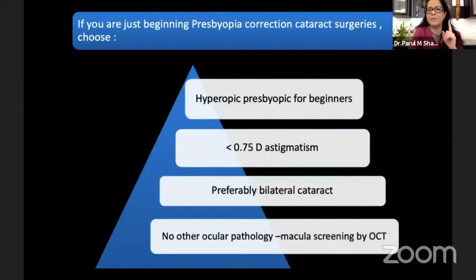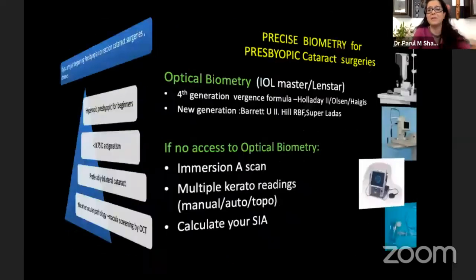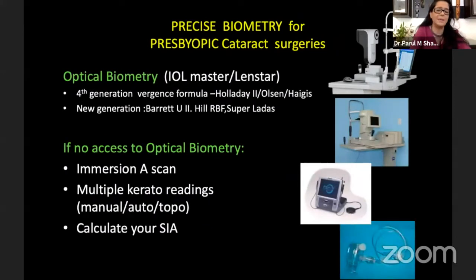Okay. Now, which is your best patient to pick up when you start? Look at a hyperopic patient. He's going to be very grateful to you. Pick up low astigmatism to begin with, no astigmatism preferably, because once you've mastered the art of presbyopic, then we'll tell you how to go on to choosing multifocal and astigmatism. Bilateral preferably, because they are much happier that way. It's all about the summation at the brain level. And as I said, make sure that there is no other ocular pathology.